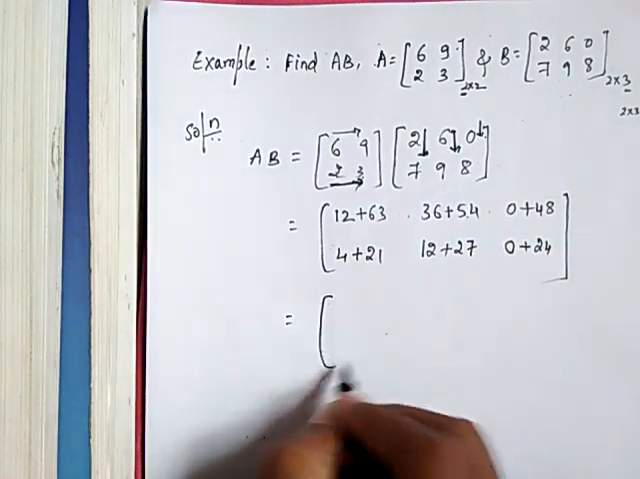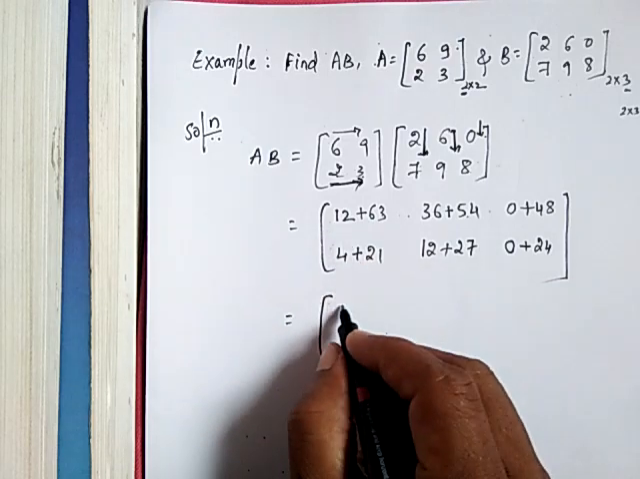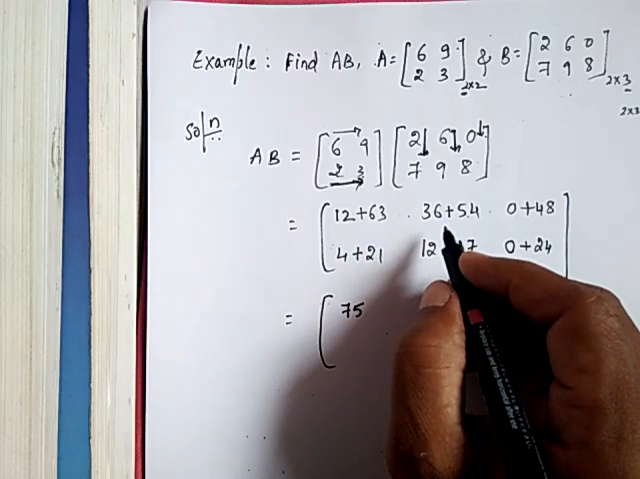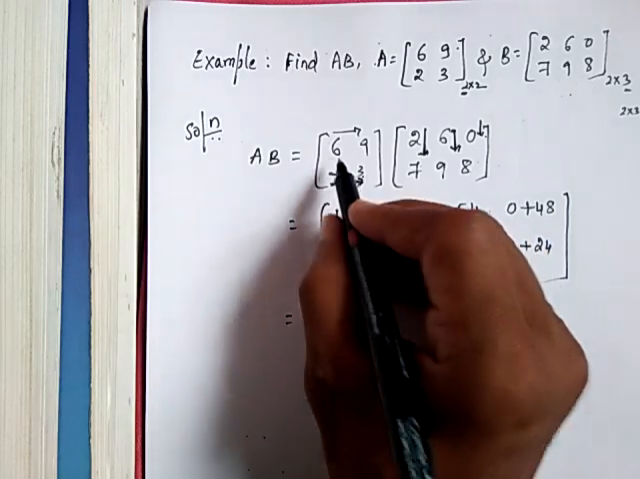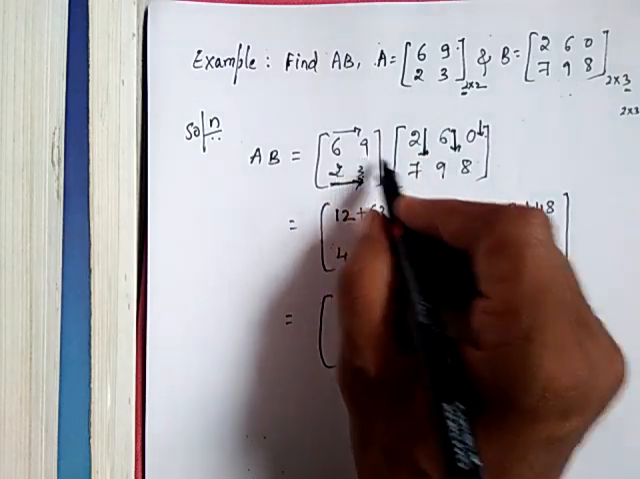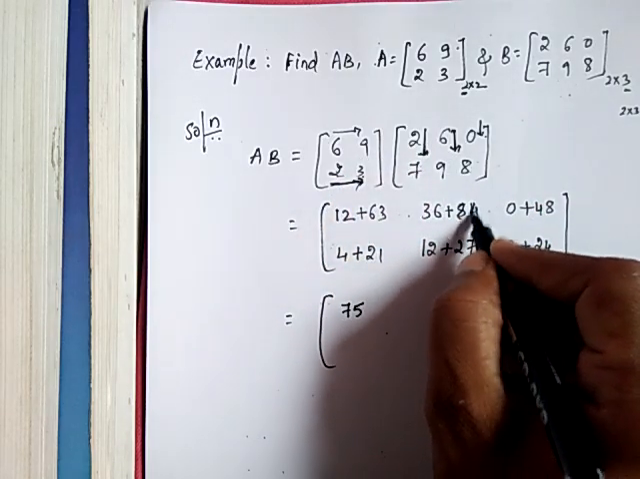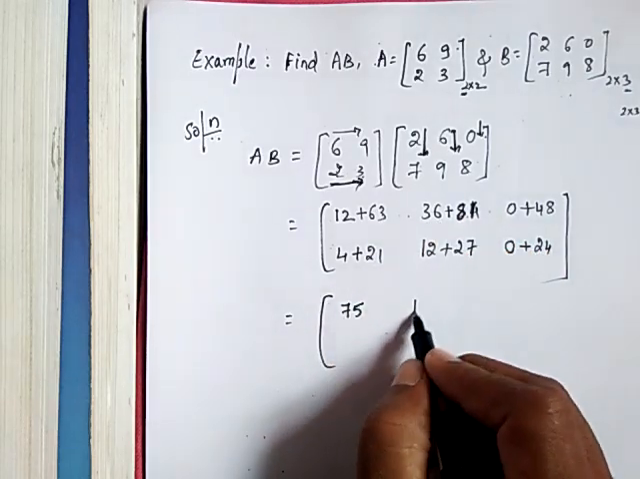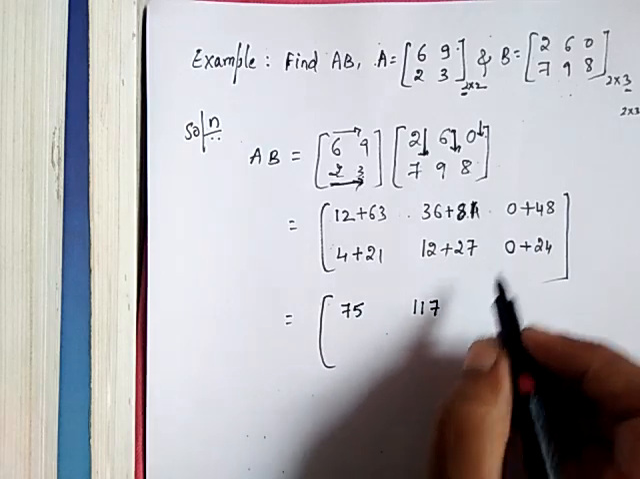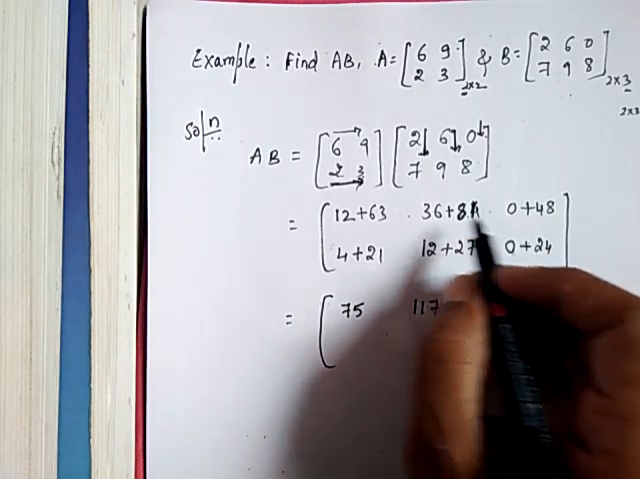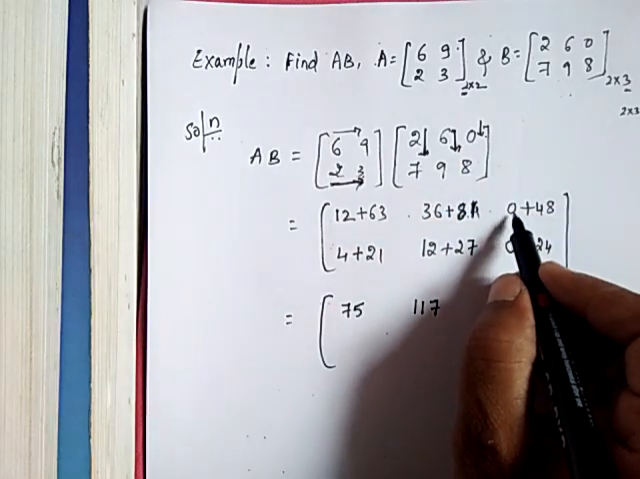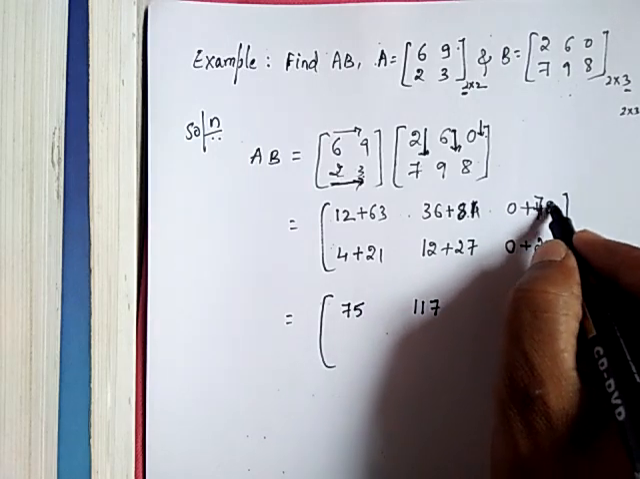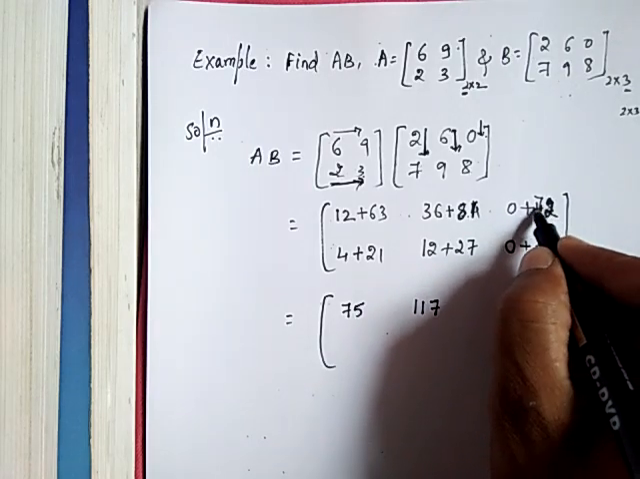So what is this? You can solve like this. 12 plus 63 is 75. Here it is 36 plus 81, which is 117. Now you add these two, what will you get? 6 zeros are 0, 9 8s are 72. Okay, sorry, it is 72.